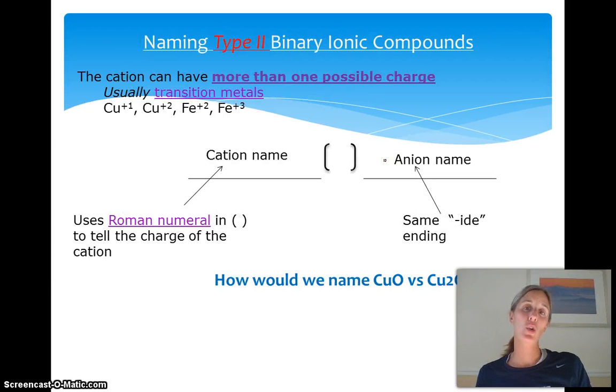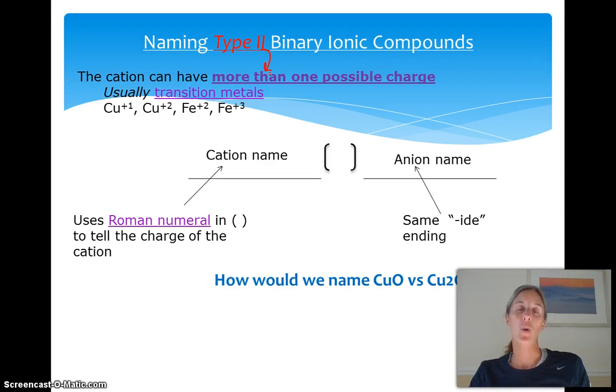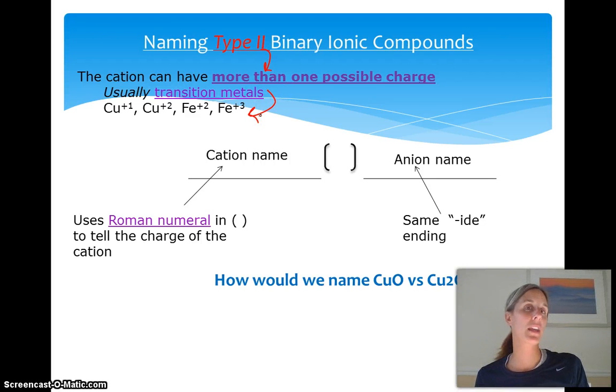Your type 2 binary ionic compounds are going to be named just a little bit different. And where the difference comes in is the metal. In a type 2 binary ionic compound, we're dealing with metals that can make more than one possible charge. Remember a few days ago when we were talking about ions and we skipped the transition metals? The reason we skip them is because your transition metals can make more than one type of charge. They can do funky things with their electrons when they lose them. They don't always lose the same number of electrons.